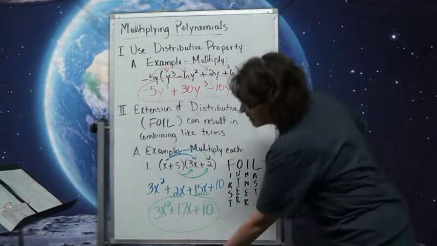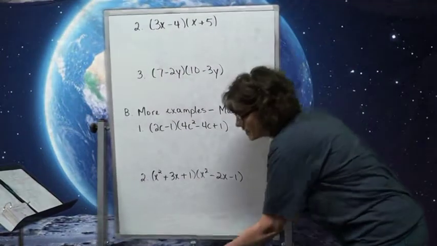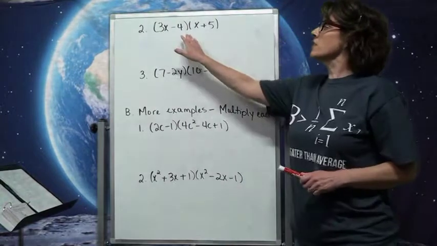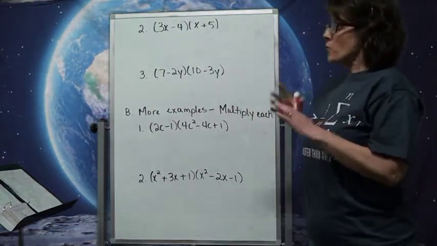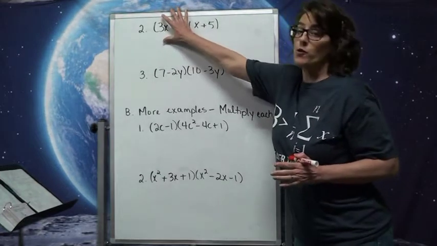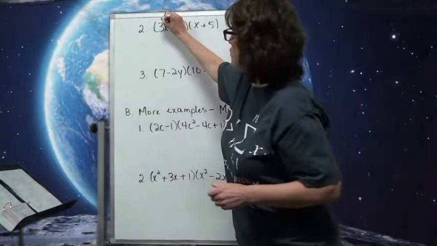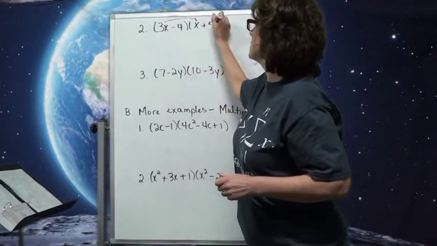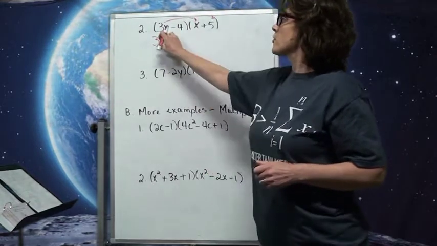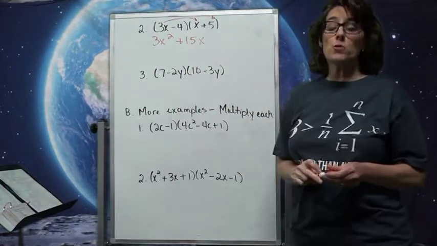So let's take another example and see what else could happen here with the idea of FOIL, or like I said, the extended distributive property. So let's take a look at this example. So remember, when the 2 parentheses sit beside each other, that indicates take everything in the first parentheses and multiply it to everything in the second parentheses. So I'm going to take that first term, I'm going to distribute it through the second parentheses, and when I do, 3x times x is a 3x squared. 3x times 5 will be a 15x. And I'm done distributing that one through.